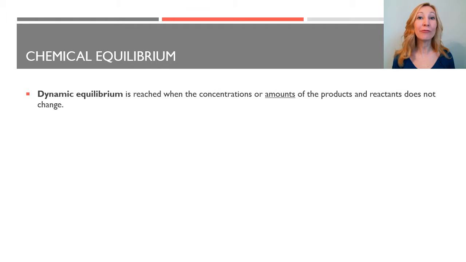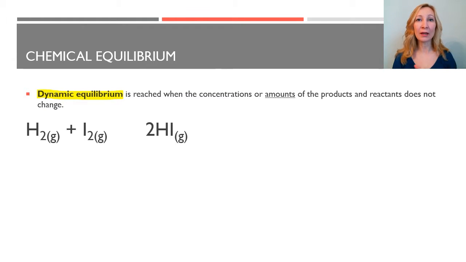So here's a more formal definition of dynamic equilibrium. Dynamic equilibrium is reached when the concentrations or amounts of the products and reactants do not change. So we had 6, 6, 6, 6, 6, and then we had 6, 6, 6, 6, 6 all the way down, and it wasn't changing, but it's dynamic because the reaction didn't stop. It keeps going, but it keeps going back and forth at equal rates.